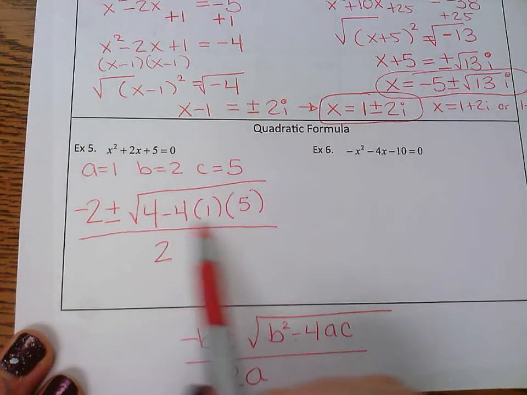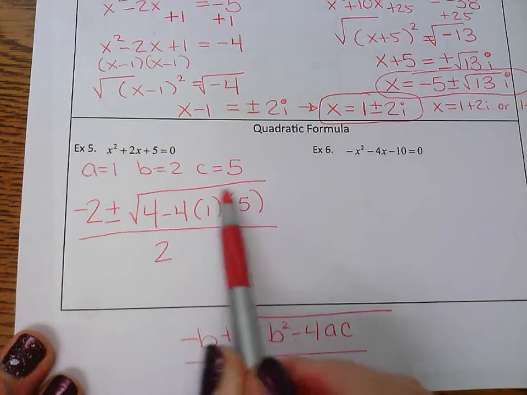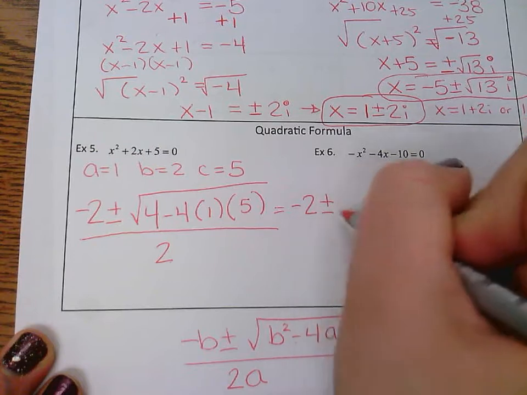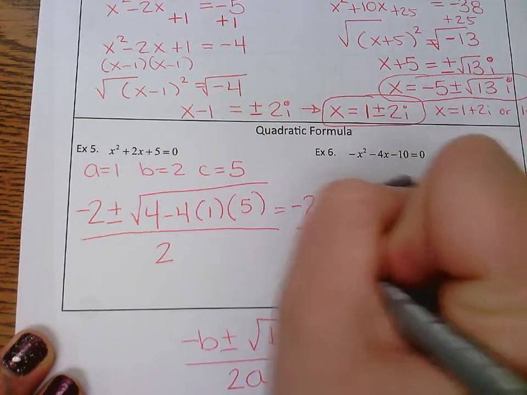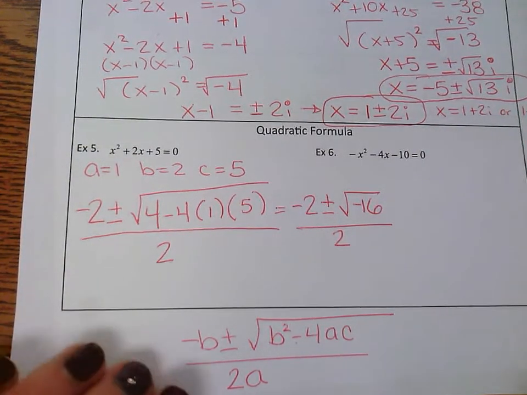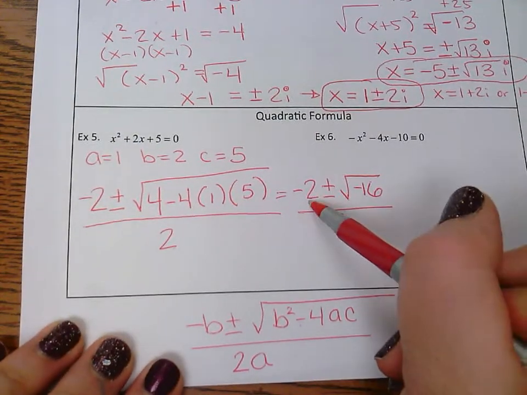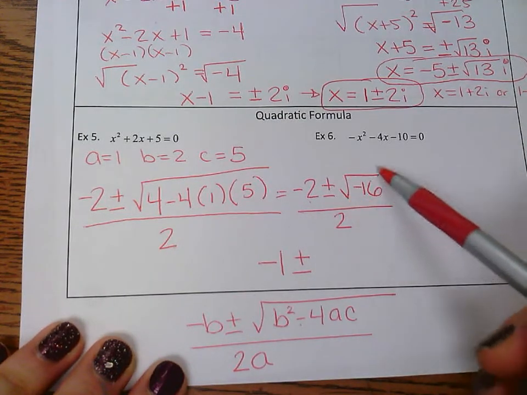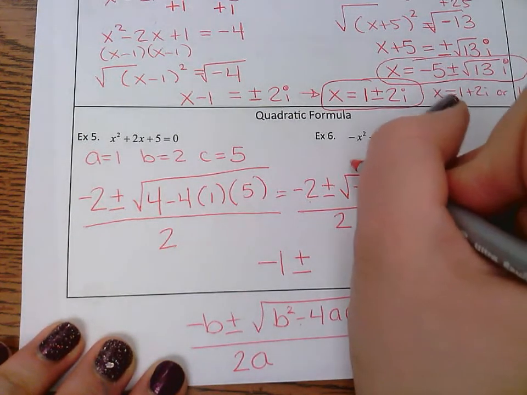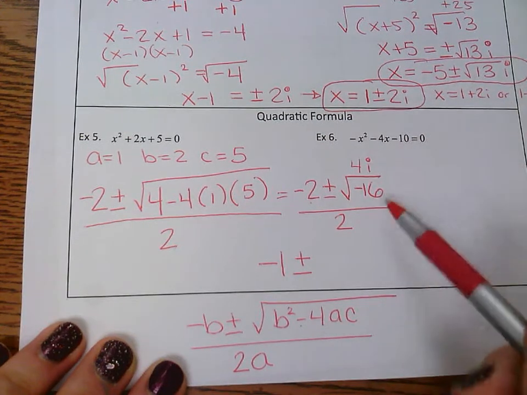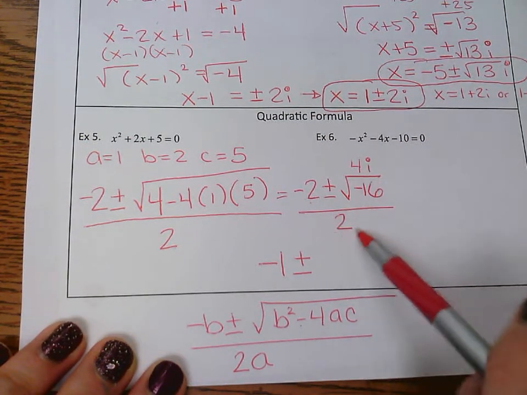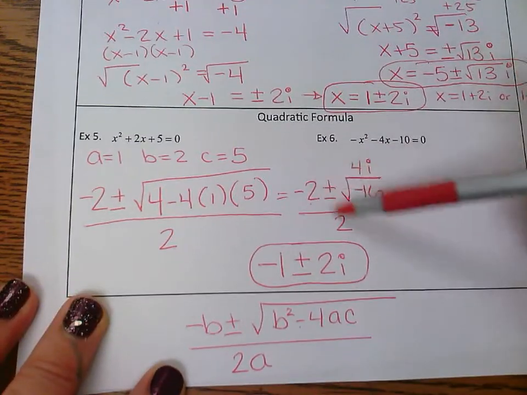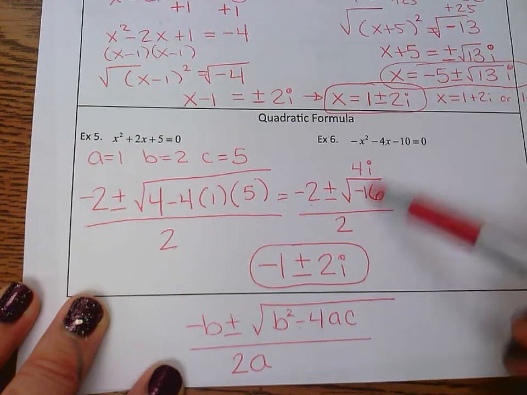Under the radical, I get 4 minus 20, because 4 times 1 times 5 is 20. So I get negative 2 plus or minus the square root of negative 16 divided by 2. And negative 2 divided by 2 is just negative 1. And the square root of negative 16 would just be 4i, and 4i is being divided by 2. So my final answer would be negative 1 plus or minus 2i.